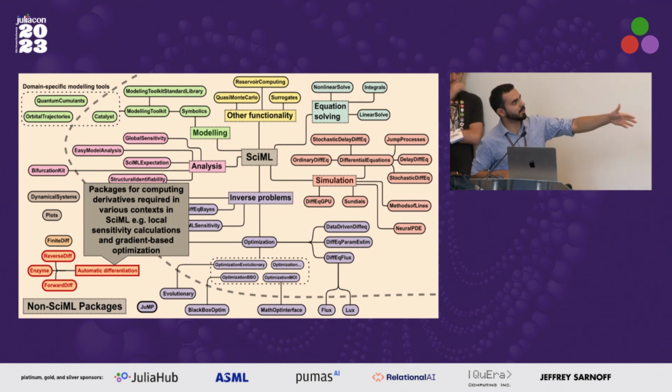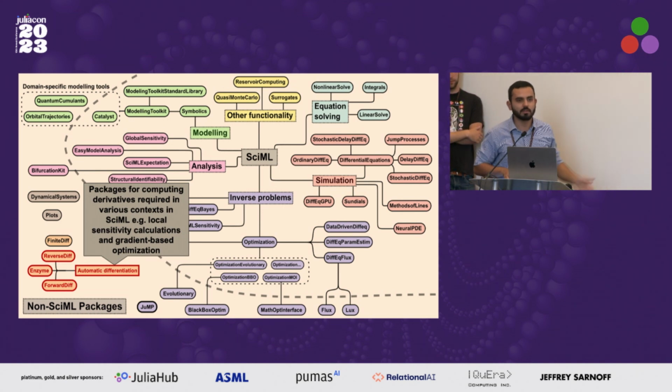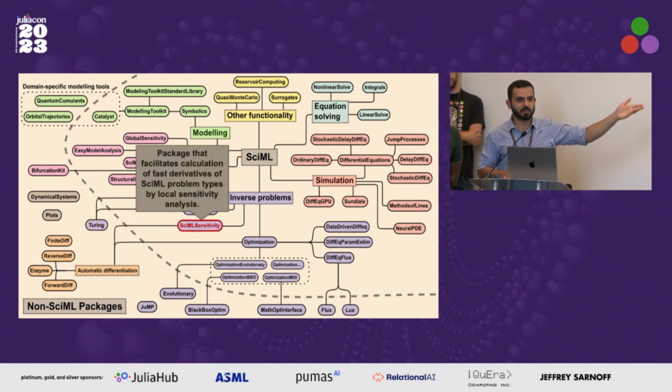We have support for at least these 4 different AD packages at this point. And I think Zygote is missing from that. So there's a bit more as well. And that enables you to do basically the local sensitivity calculations, which live in SciML sensitivity, which is essential for being able to solve these inverse problems.